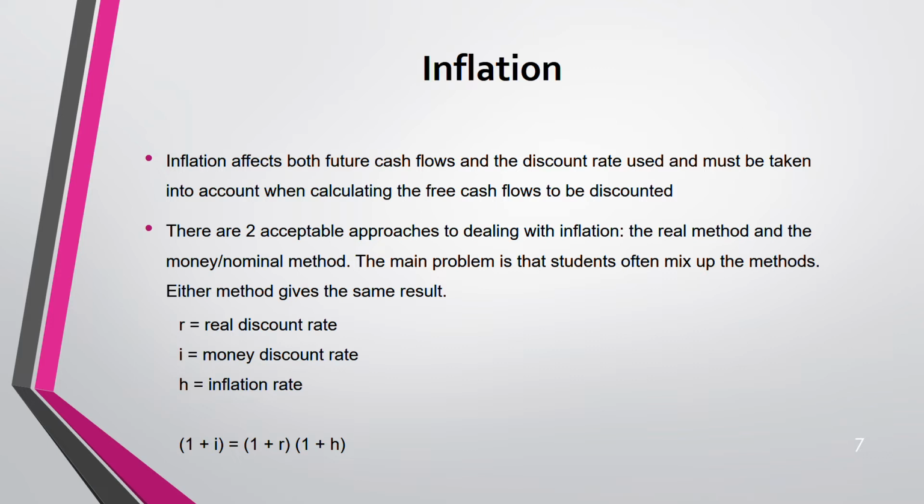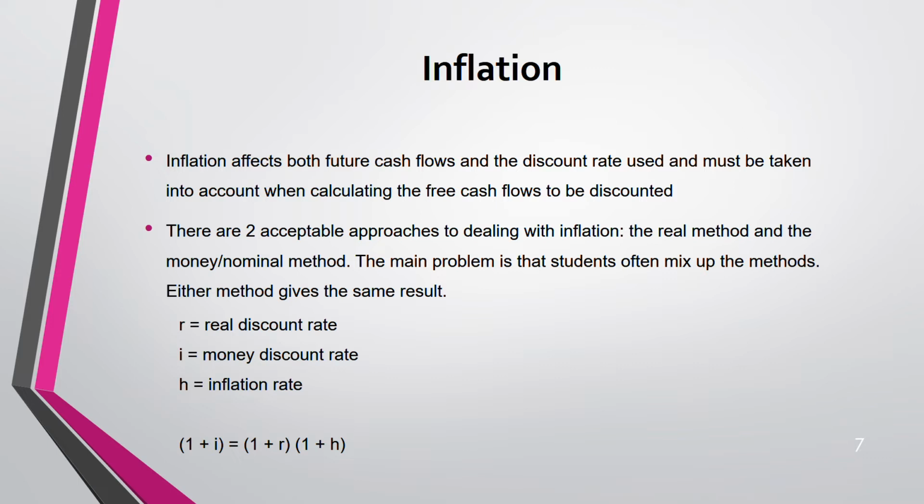Okay. So please, if inflation is given, use the nominal discount rate. If it's not there, find it through this method: 1 plus I equals 1 plus R into 1 plus H. So 1 plus R into 1 plus H, minus 1. Take that 1 to the other side and find the I. That's it. Simple as that. Very simple, isn't it? Don't make it complicated.